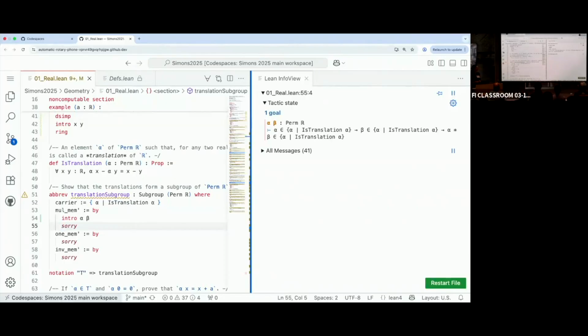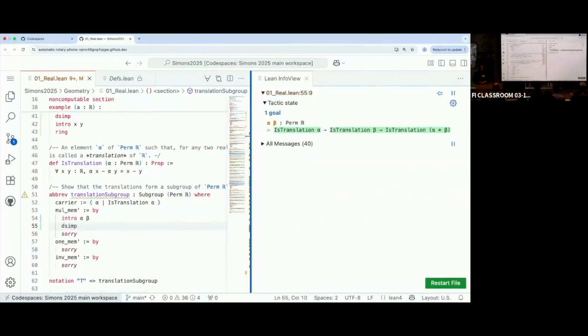What are real numbers? Well, they're not, right? They're permutations of the real numbers. Any suggestions for what else I might do at this stage? Desimp. Okay, so let's unfold the definitions. You can see that it got rid of that membership of a set business and translated down to the essentials, namely, if alpha and beta are translations, then alpha times beta is a translation. I could probably desimp further. Any suggestions about how I could unfold any further definitions here?